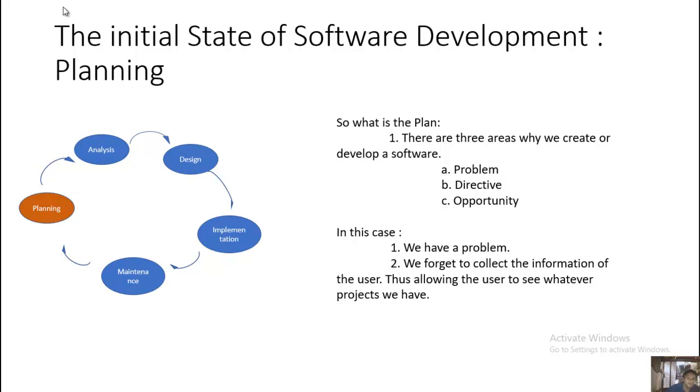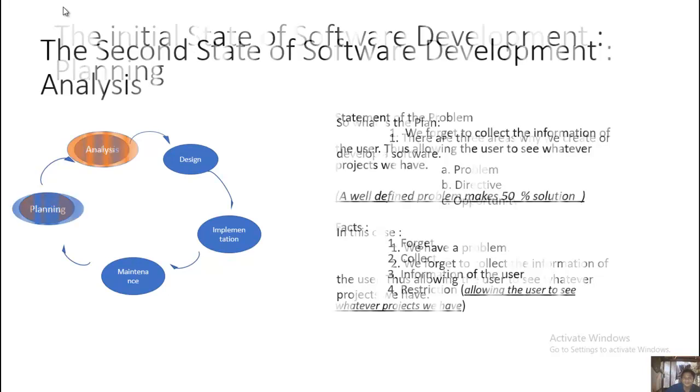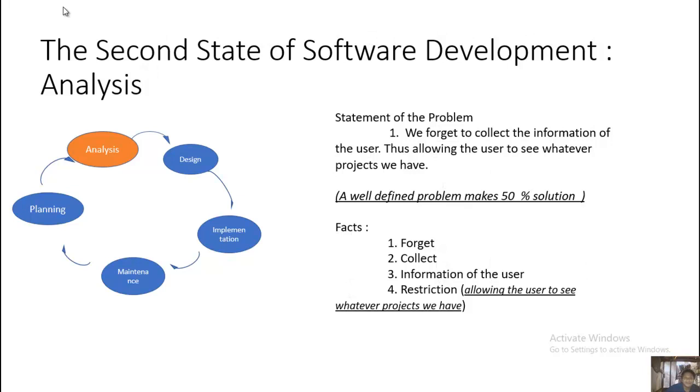So what is the plan? There are three reasons why you create or develop software. First, there might be a problem, there might be a directive, there might be an opportunity. In this case, we have a problem. The problem is we forgot to collect the information of the user, thus allowing the user to see whatever projects we have. The second stage of software development is analysis.